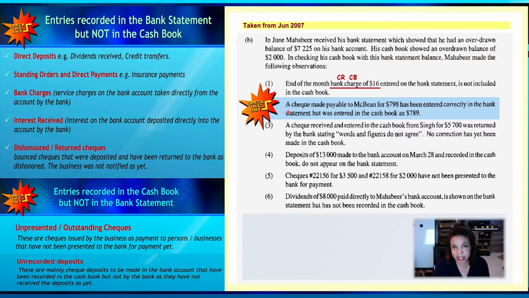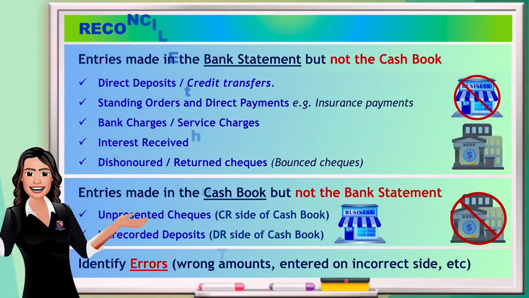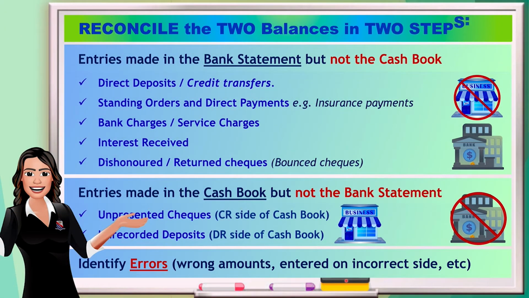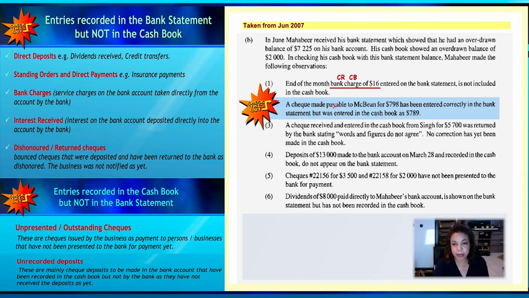The steps whenever you meet an error, basically what we have to do, we have identified it as an error. We now have to correct it so that we can reconcile the 2 balances. So the first thing, a check made payable to McBean had been entered correctly in the bank statement, but not the cash book. So that means that the error was made in the cash book. So we are now going to have to go to the revised or updated cash book and correct it.